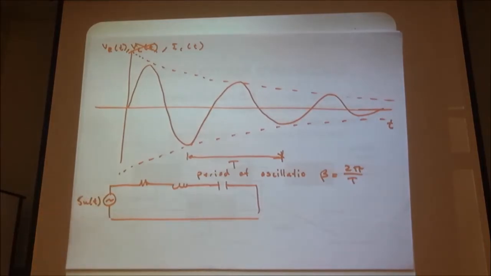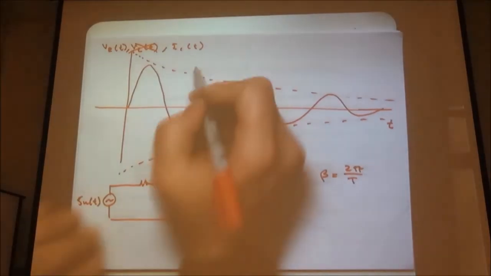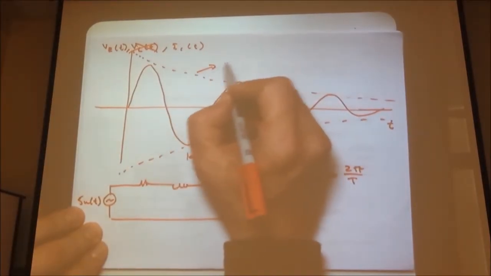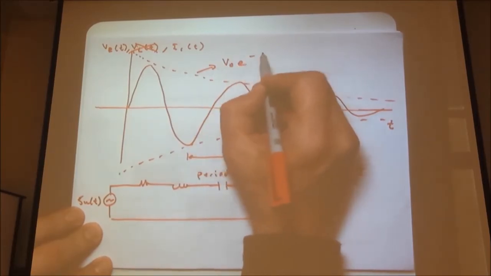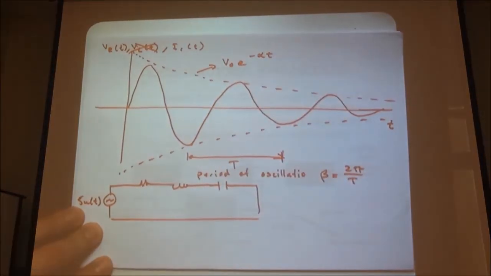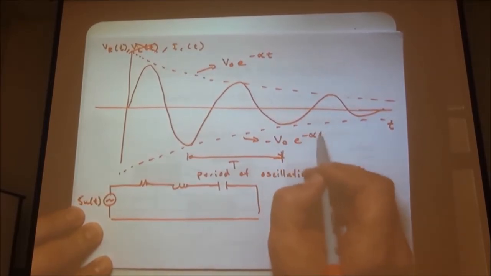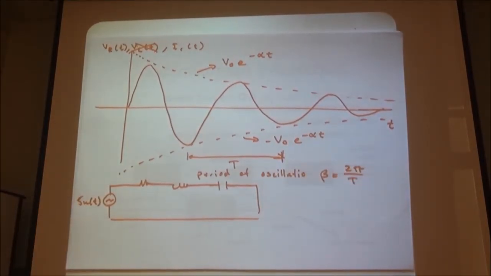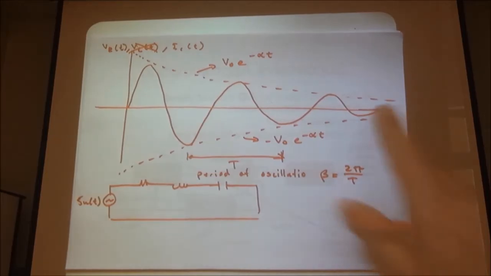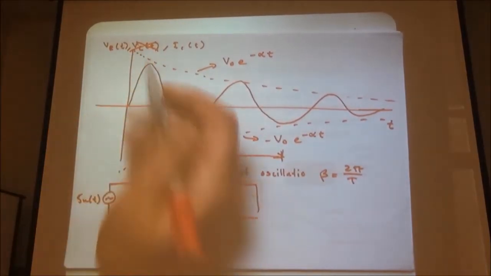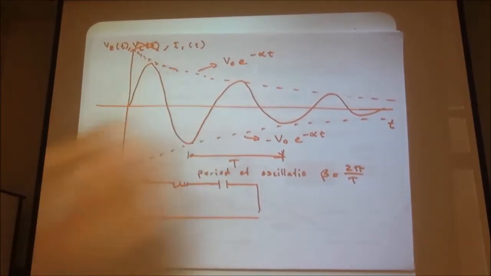I draw the mirror image. Those are both the same exponentials. One's the negative of the other. What is this dashed line? This is V naught e to the minus alpha t. And this guy's minus V naught e to the minus alpha t. So as we look at experimental data, and I didn't quite draw that very perfectly, this exponential envelope should touch every peak. Bring that down a little bit.